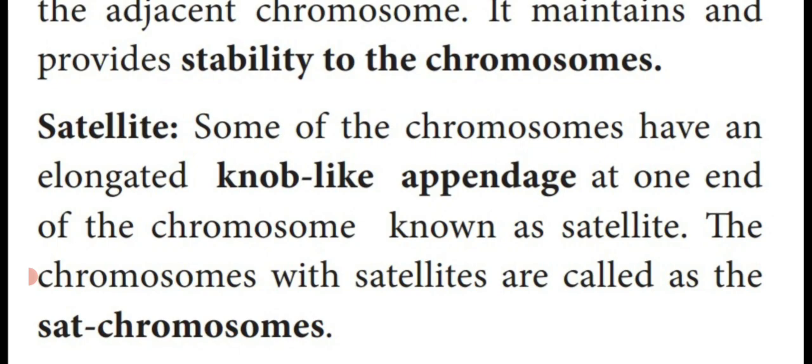Next one is the satellite. The satellite is not present in all the chromosomes. Some chromosomes have knob-like appendages, that means outgrowths, at one end of the chromosome, known as satellite. The chromosome with satellites is known as SAT chromosome. I explained this with the help of the diagram, isn't it? The parts or regions I explained with the diagram are given in the paragraph.